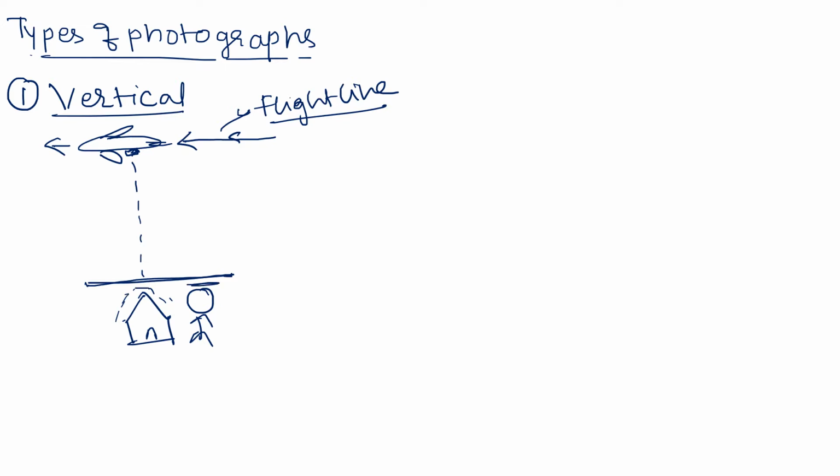In the case of the human, I'll be able to see only the head, only the hair part. I'll not be able to identify the face of the person, because this is completely a perspective vertical projection. It is as good as you are standing here, looking exactly at the bottom. This is called vertical photographs.